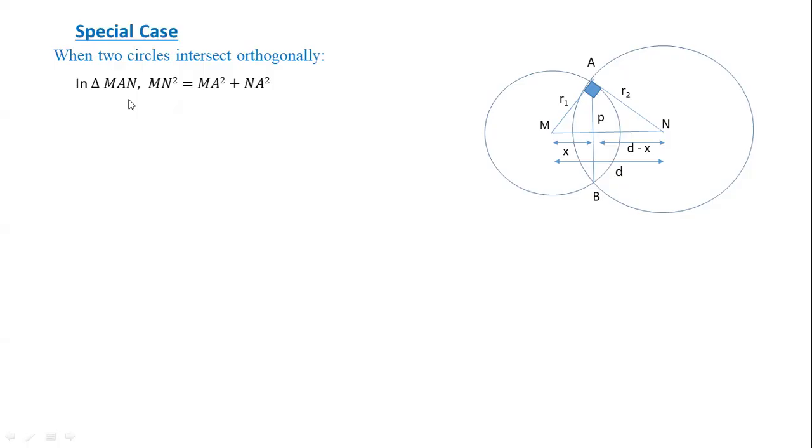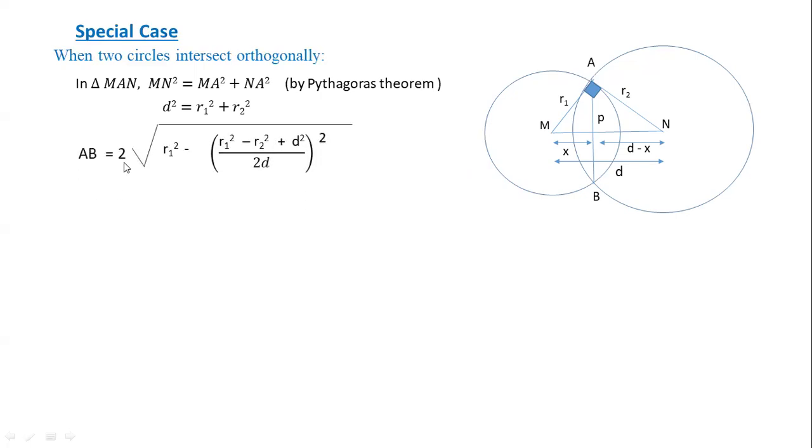So in triangle MAN, MN square is equal to MA square plus NA square. MA and NA are R1 and R2 and MN is D. So put the values. We are doing this by Pythagoras theorem. So D square is equal to R1 square plus R2 square. But we just learned the length of the chord AB by a formula. This was the formula which we have learned.